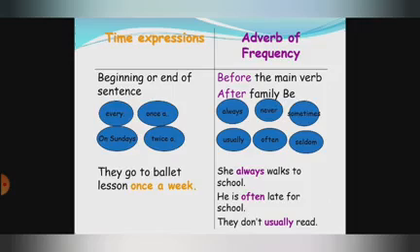The second sentence, he is often late for school. So the adverb of frequency here came after the verb be, which is "is". The third sentence, they don't usually read.